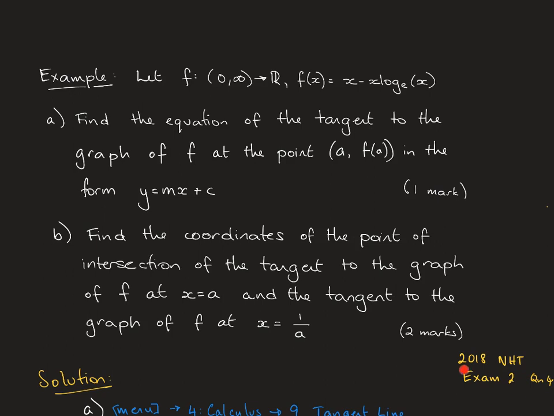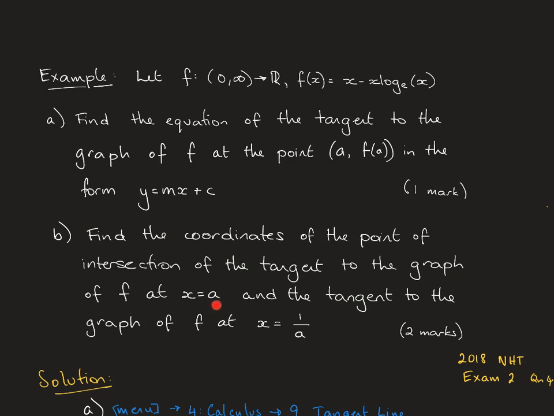This last question comes from the 2018 Northern Hemisphere paper, exam 2, so we have a CAS calculator to help us, and it was actually question 4. So let's have a look at the question. For positive values of x, f of x is x minus x log to the base e of x. Okay, find the equation of the tangent to the graph of f at the point a, f of a, in the form y equals mx plus c. So we need to find the tangent, and then we need to find the coordinates of the point of intersection of the tangent to the graph at x is equal to a.